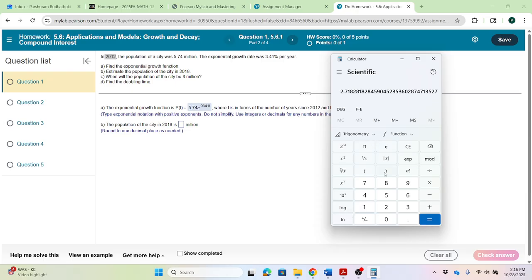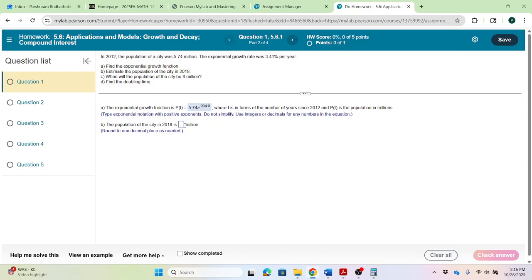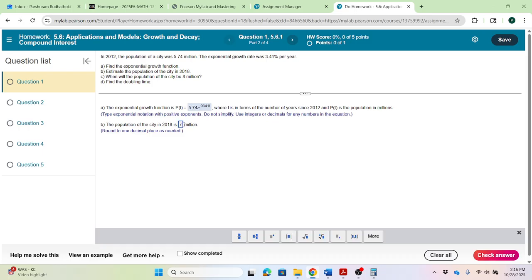E to the power, where is the power? That number, which is, now I have to type it again, 0.0341 times 6. So I'm going to put that thing inside the parentheses. That number times 5.7. That would be the population after 6 years, which is 6.99. So round it to the 1 decimal place as needed. So it would be 7.0, which is 7 million.